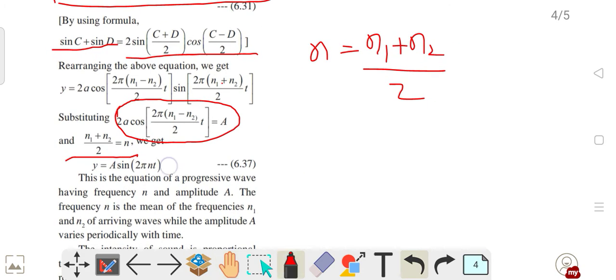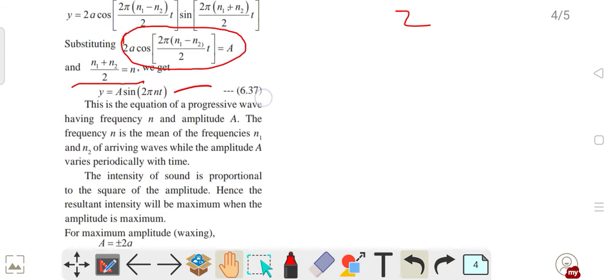This is the equation of a progressive wave having frequency n and amplitude A. You know that this amplitude is a varying amplitude because it is coming from cos. Similarly, this frequency n is the mean of the two frequencies n1 and n2.